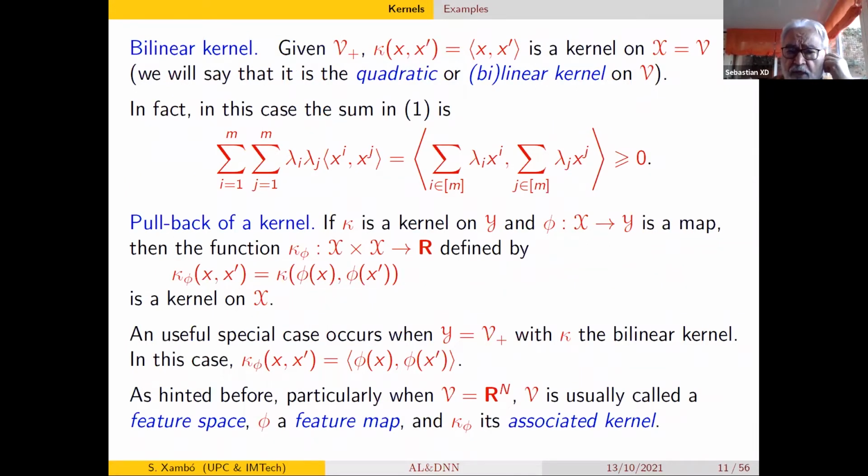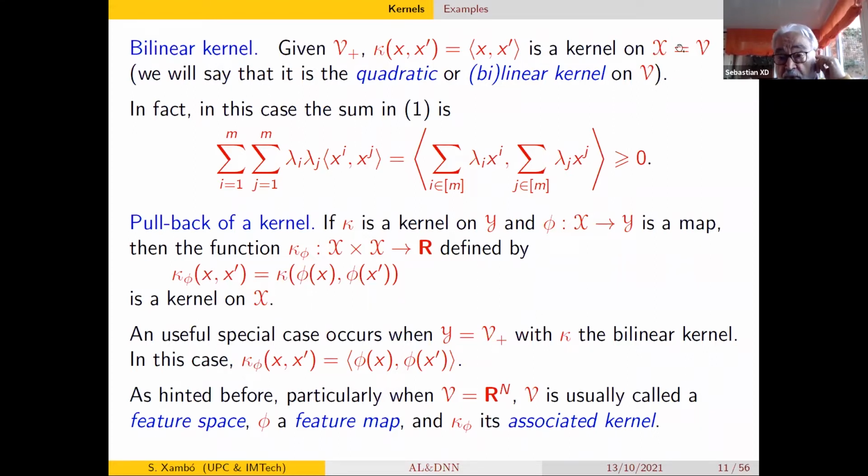Let's give some examples. Some are easy, some are a little bit more involved. Those that are more involved, we are going to prove that they are kernels later on. So the simplest one is if you take an inner product space, which is semi-positive, curly B plus, is this one here. Then, if you define kappa of x, x prime as the inner product, this is a kernel.